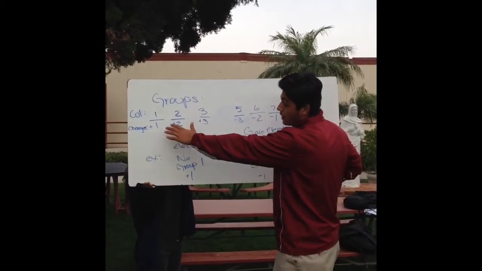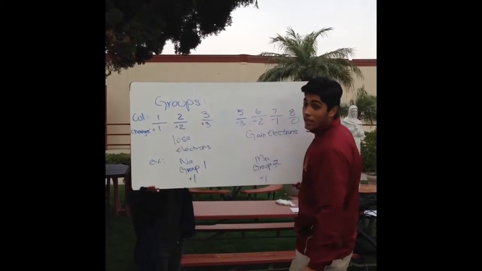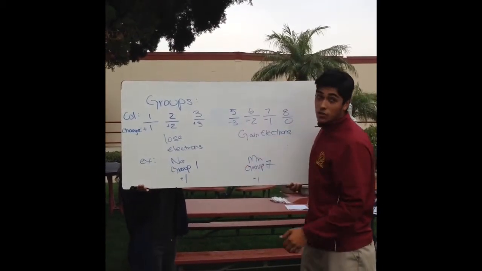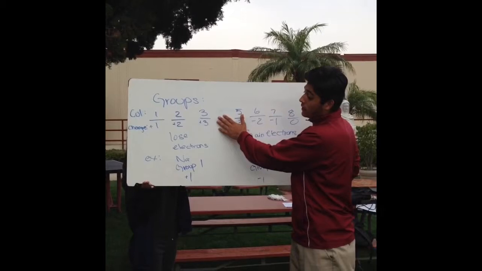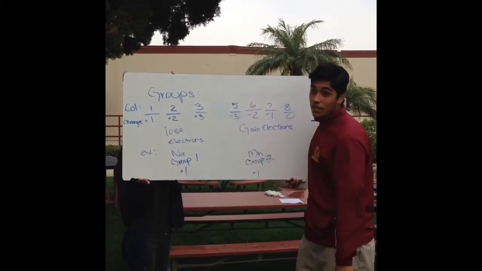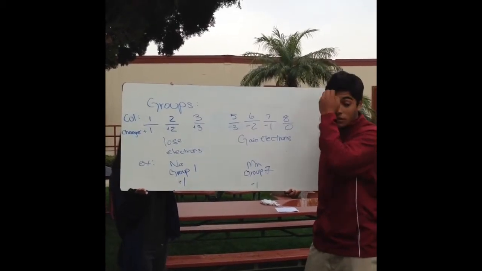The way you can determine how many valence electrons an element has is by the group it's in. For example, an element in column 1 has 1 valence electron, an element in column 2 has 2 valence electrons, and an element in column 3 has 3 valence electrons. And these will be losing electrons, so that means they'll be giving them to the other ones.